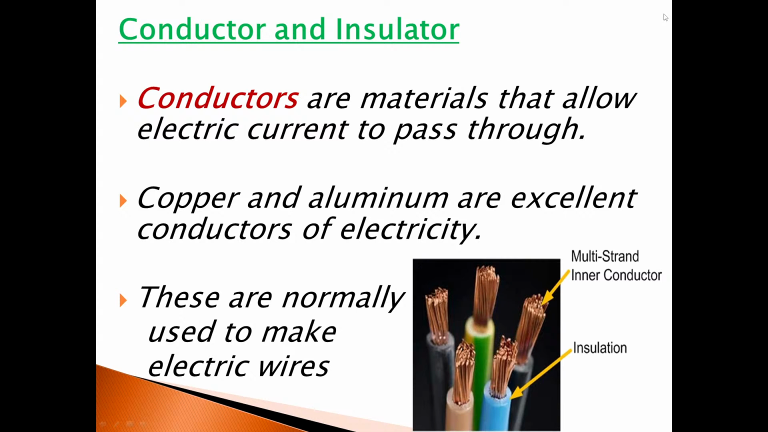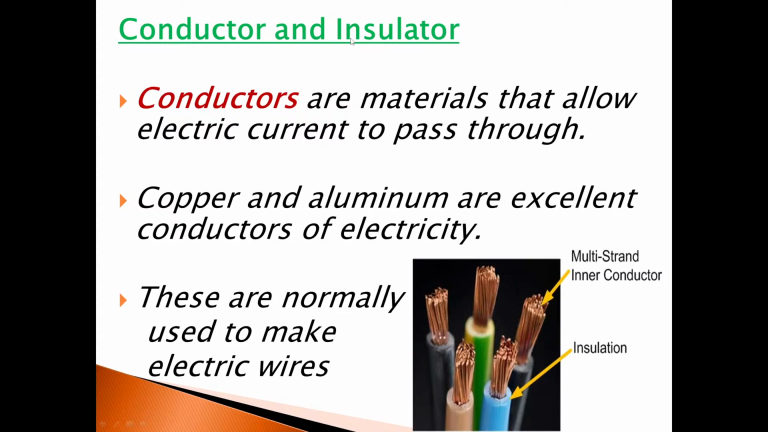So first, we're saying that conductors are normally materials, things that allow electric current to pass through. Let's say, for example, you have a piece of wood attached to an electrical current at one end and attached to something metallic at the other end. Even though there is electricity, no electrical current will pass through, and that is because that piece of wood wouldn't be a good conductor.